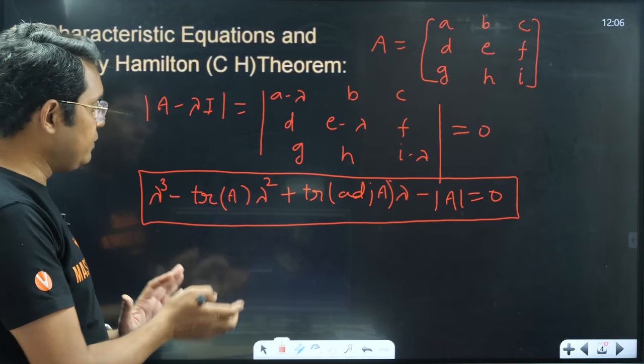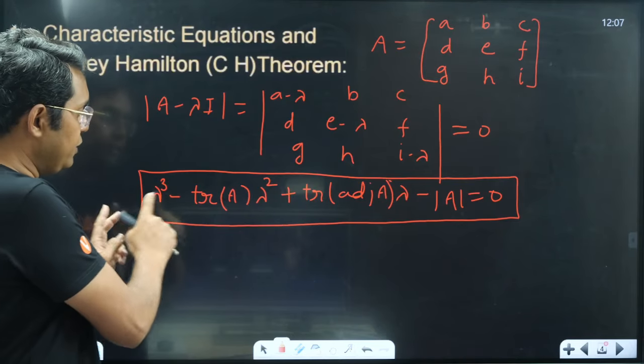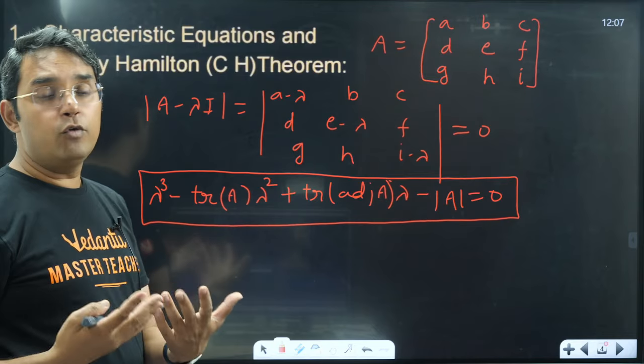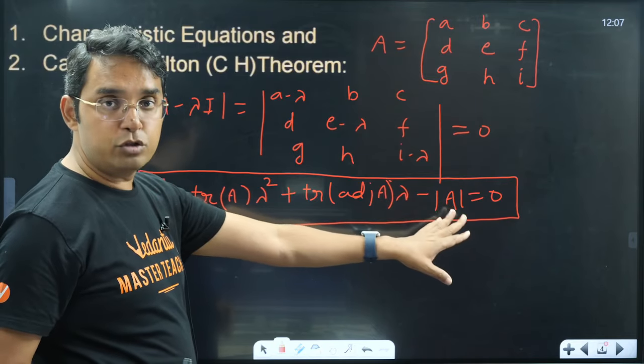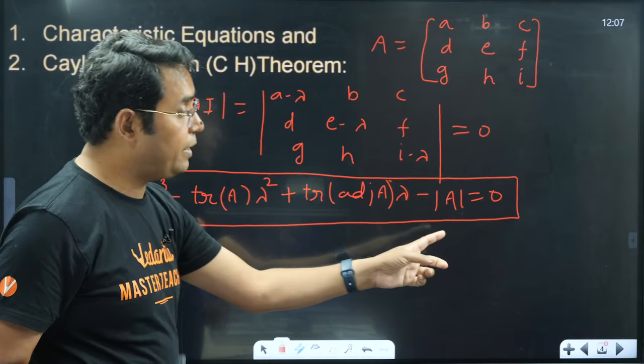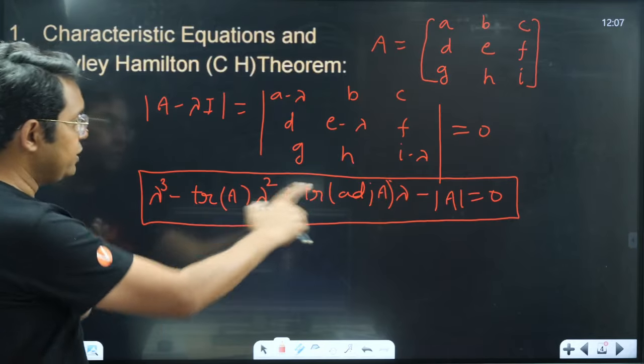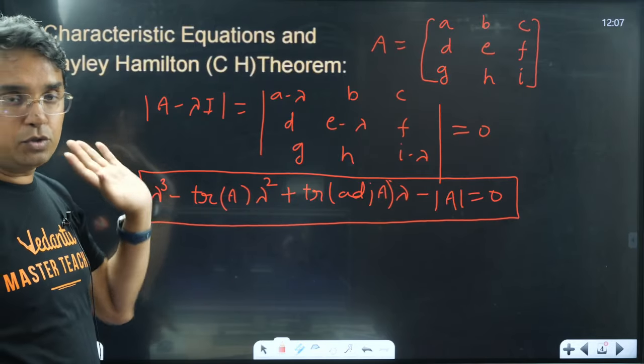There will be certain more terms, but I am very much sure that the first two terms will be the same: lambda power 4 minus trace of A into lambda cube, if you go for 4 into 4. And the last term will also be the same, determinant of A, but in the case of 4 into 4 it will come with a plus sign. Okay, so this is the characteristic equation of a 3 into 3 matrix.